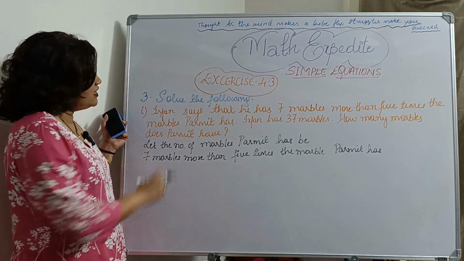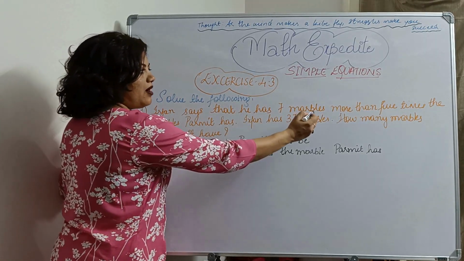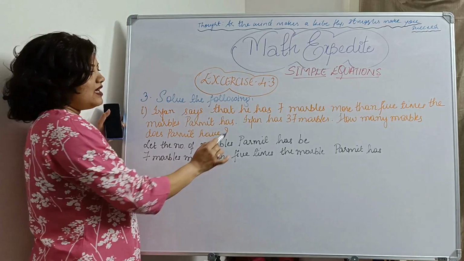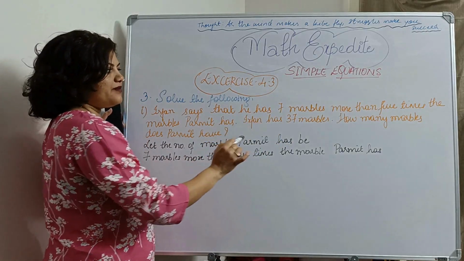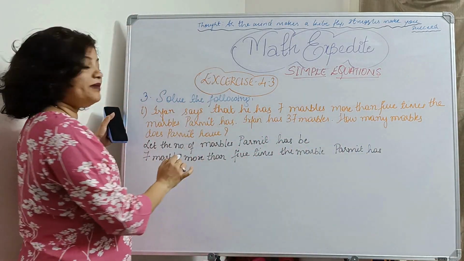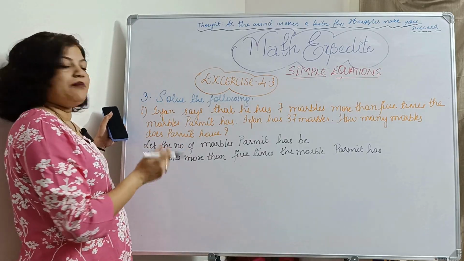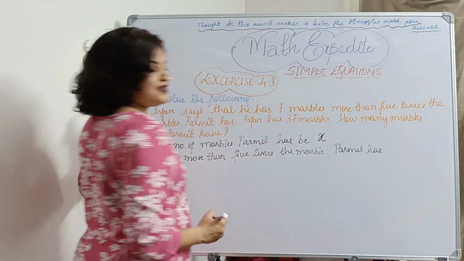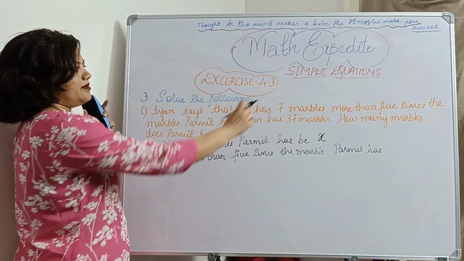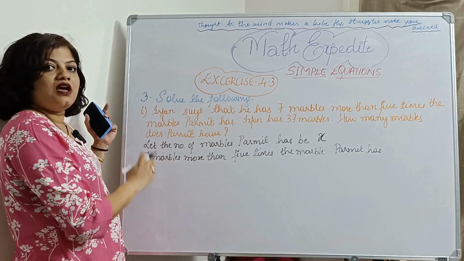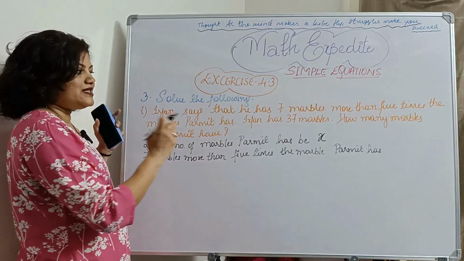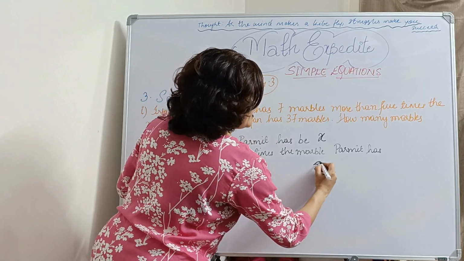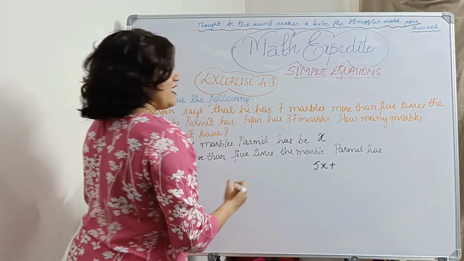Coming to the next question. Irfan says that he has 7 marbles more than 5 times the marbles Permit has. Irfan has 37 marbles. How many marbles does Permit have? Let the number of marbles Permit has be x. Okay. So 7 marbles more than 5 times the marbles Permit has. Let us write this down. It is 5 times, so 5x plus 7.